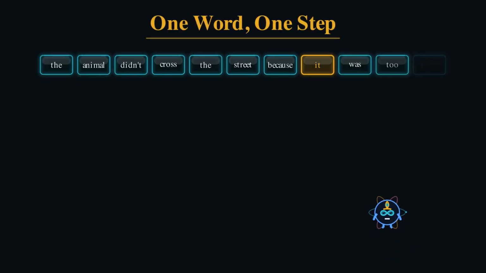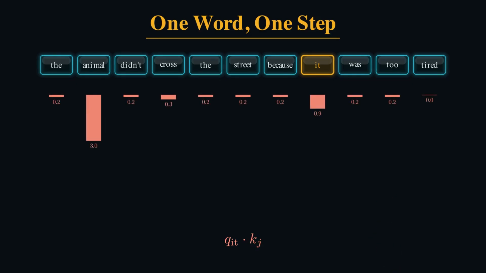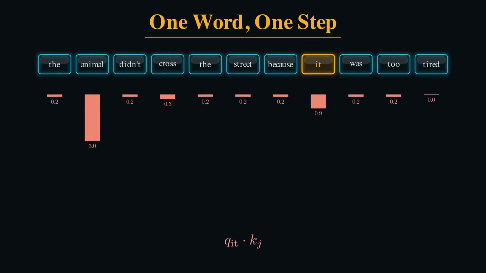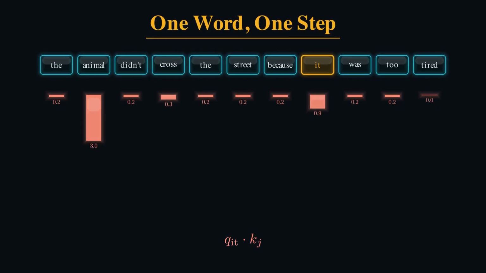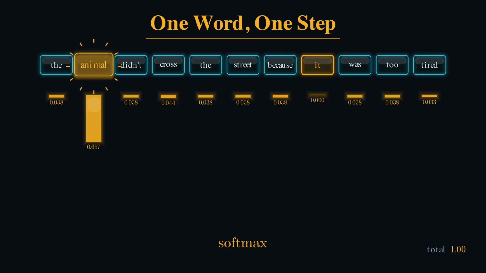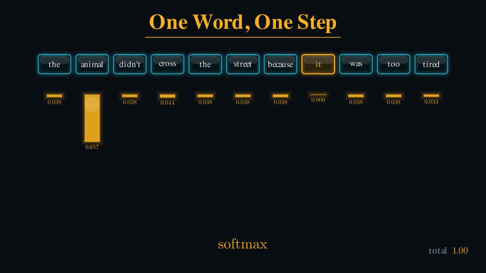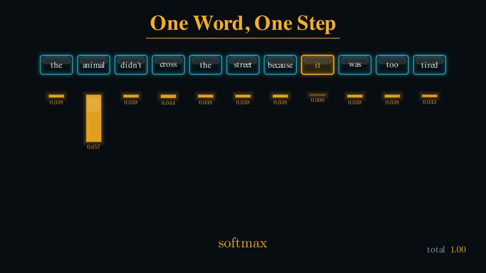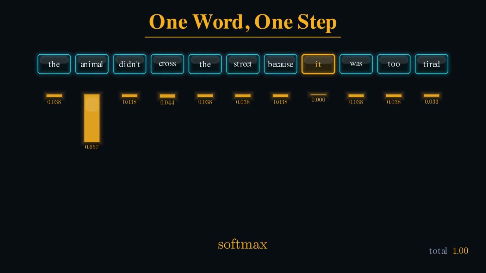Let us do it for real for the word "it" with every number on screen. Take the query for "it" and dot it with the key of every other word. That is one number per word, a raw score. Now push them through a softmax. Big scores stay big, small ones shrink toward nothing, and crucially they all add up to exactly 1. These are the attention weights. Look at what it decided. Animal 0.66. Everything else almost nothing. The model has resolved the pronoun.